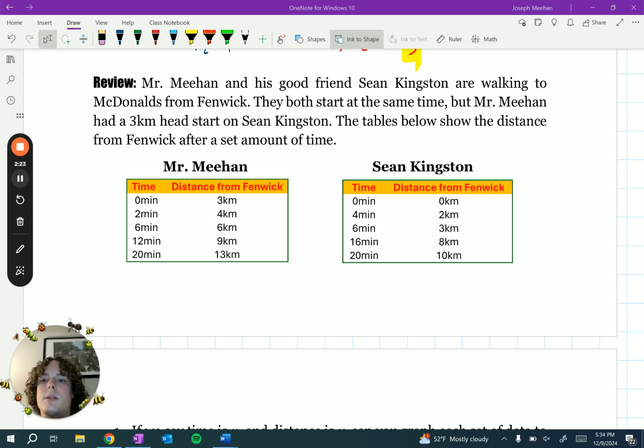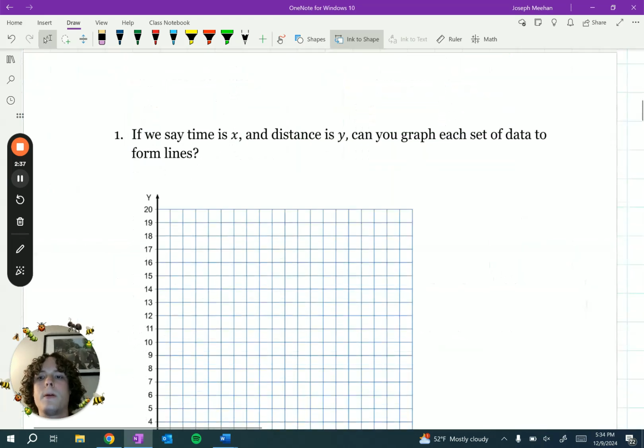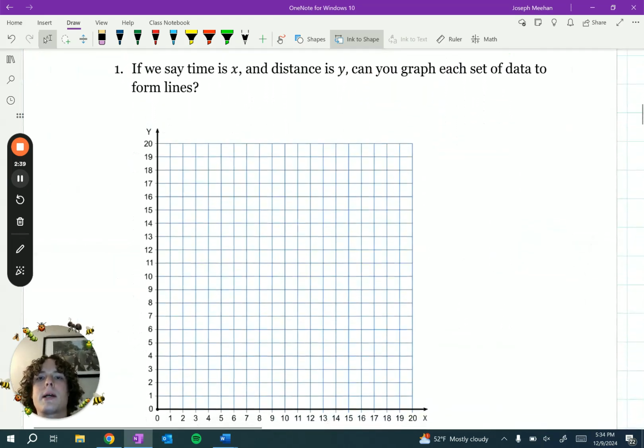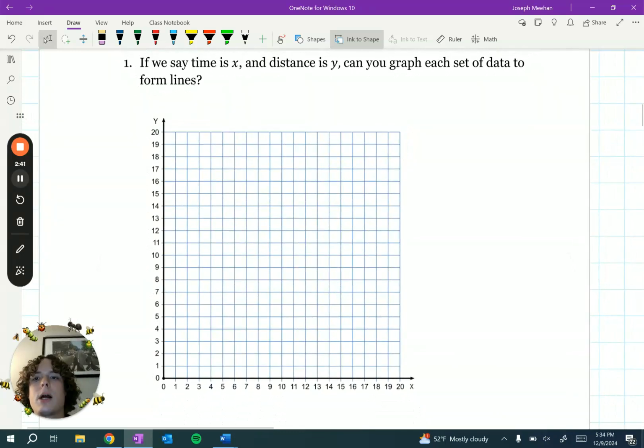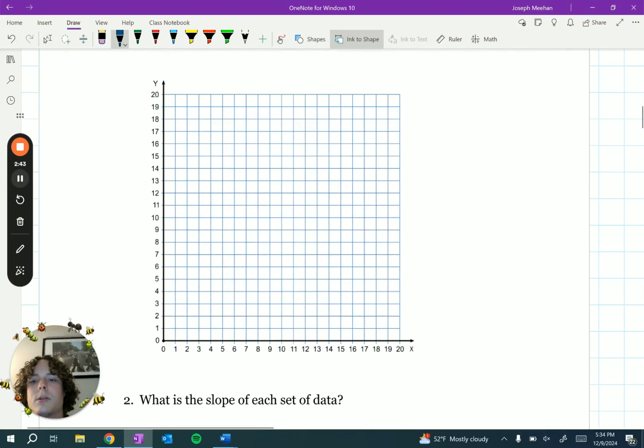So at 0 minutes, I was already 3 kilometers away. At 2 minutes, I was 4 kilometers away. At 6 minutes, I was 6 kilometers away. Sean Kingston at 0 minutes was 0 kilometers away. At 4 minutes, he was 2 kilometers away. At 6 minutes, he was 3 kilometers away. If we say time is x and distance is y, can you graph each set of data to form lines? So let's do it.